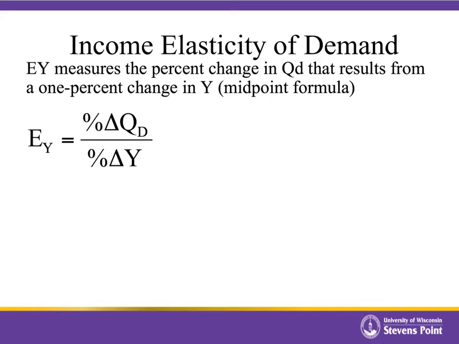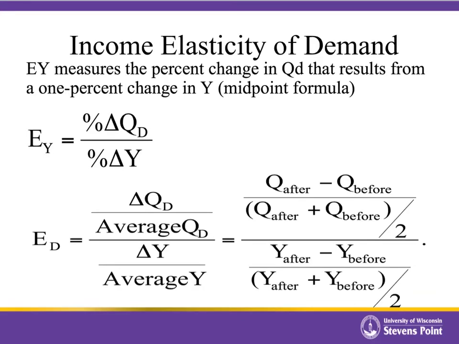So we're looking at the measurement here being the percent change in quantity demanded divided by the percent change in income. And again, we can write that out in longer form as the change in quantity demanded divided by average quantity demanded. And then we're dividing by change in income divided by average income. And over here we have the expanded one, which is identical to the other calculations we've been looking at.